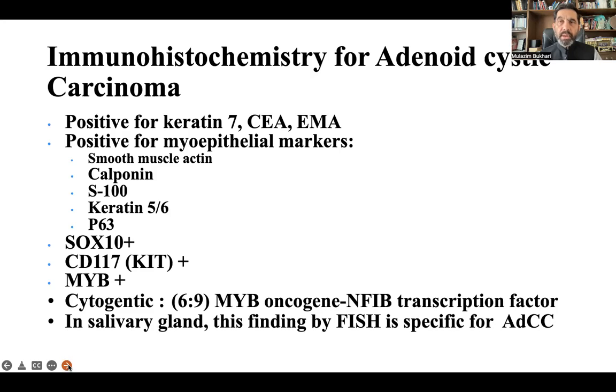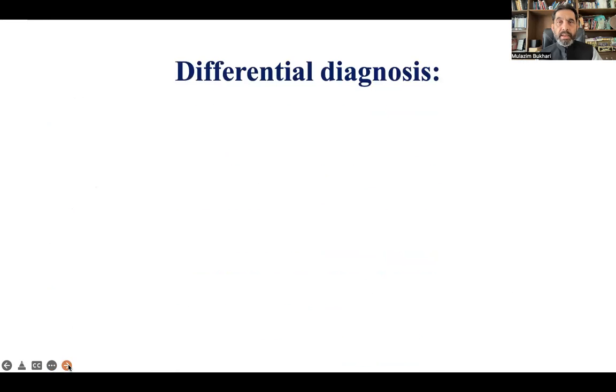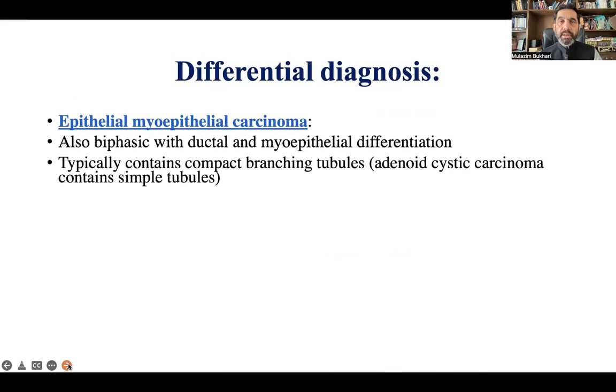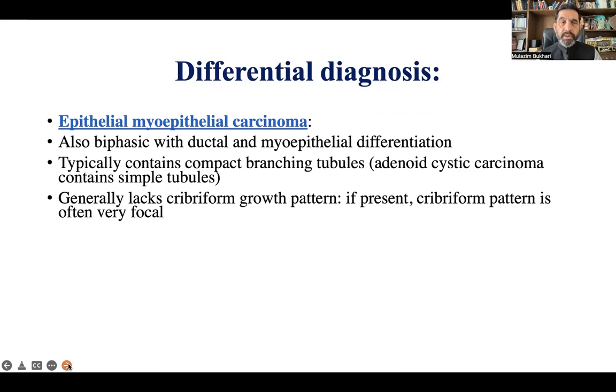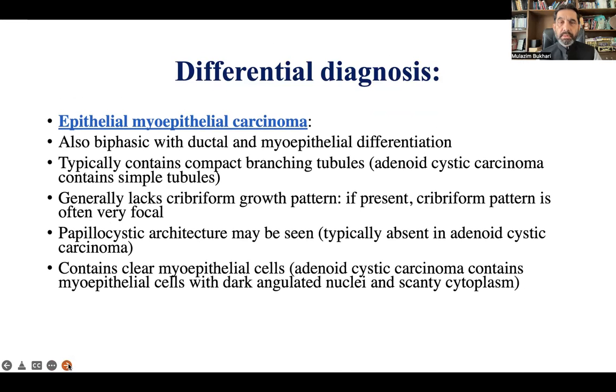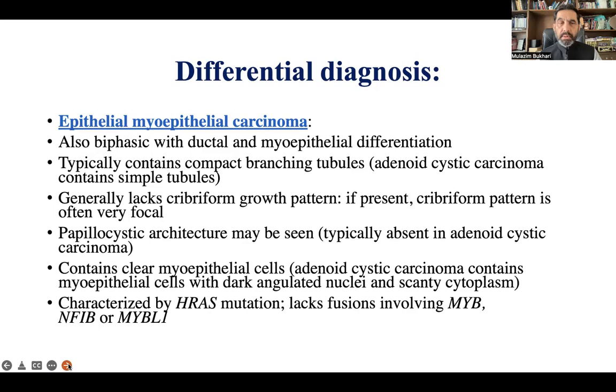MYB is important, with the cytogenetic translocation of 6;9. This also relates to the prognosis of the patient and the response to treatment. For differential diagnosis, especially with solid and tubular pictures, one important entity is epithelial-myoepithelial carcinoma. There is no cribriform pattern and MYB fusion is lacking, while in epithelial-myoepithelial carcinoma you can see an HRAS mutation.